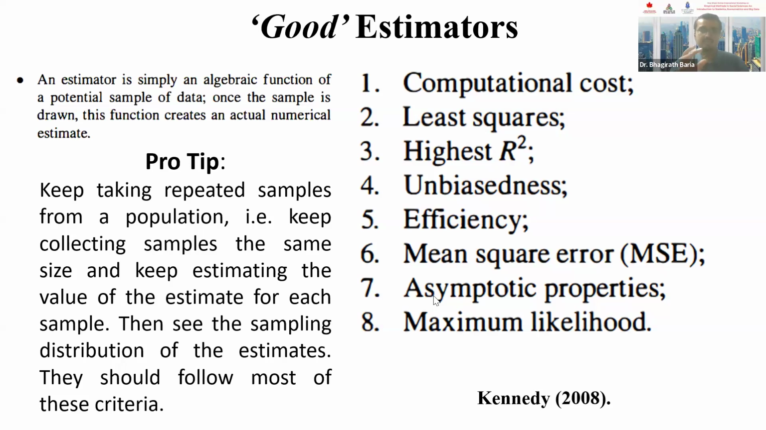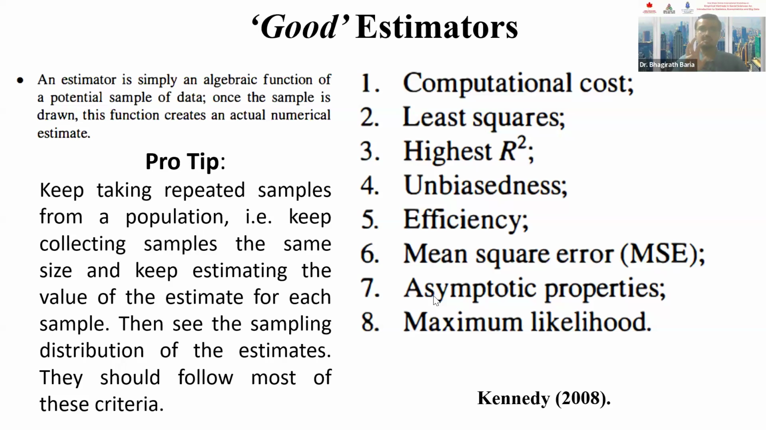Unbiasedness implies that as you increase the sample size, not the number of samples, say the sample size is 1,000, now you increase it to 2,000, now to 5,000, now to 10,000. As you keep increasing the sample size, the estimated betas based on the estimator should come closer and closer to the population parameter. Then you have a good estimator. Otherwise, your estimator is not good.